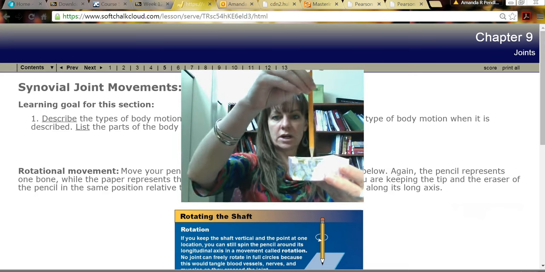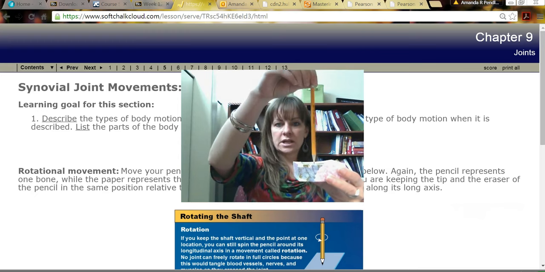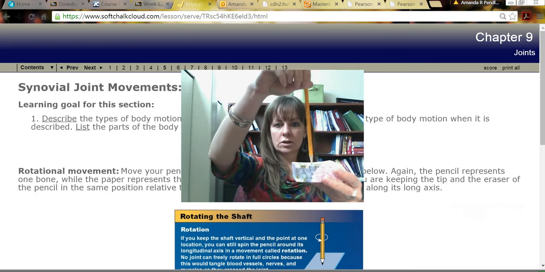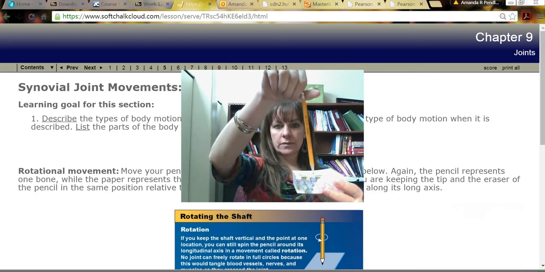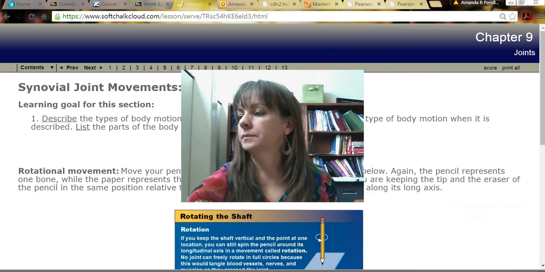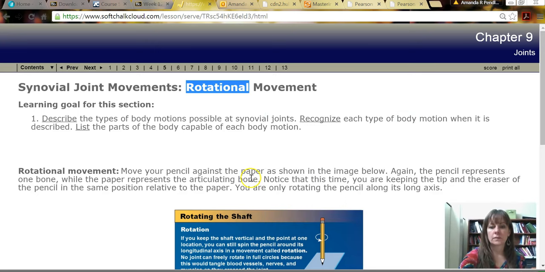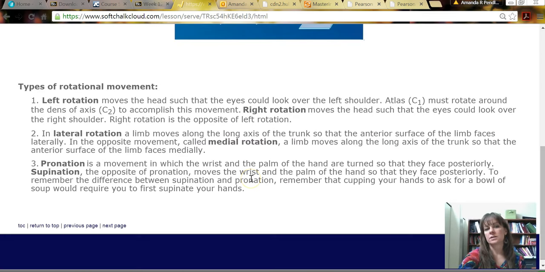Okay, here we are. All right, and rotation is simply where you're twirling it. Okay, so one bone is rotating relative to the other bone. Now if we look on here, we're going to notice that there's different types of rotational movement.